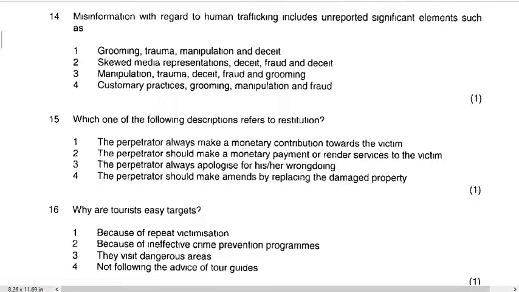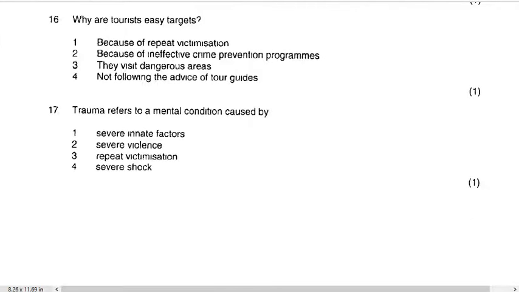15. Which of the following descriptions refers to restitution? The answer is 2. The perpetrator should make a monetary payment or render services to the victim. That is found on page 138 of our study guide. 16. Why are tourists easy targets? The answer is 3. They visit dangerous areas. This is found on page 37 of our study guide.